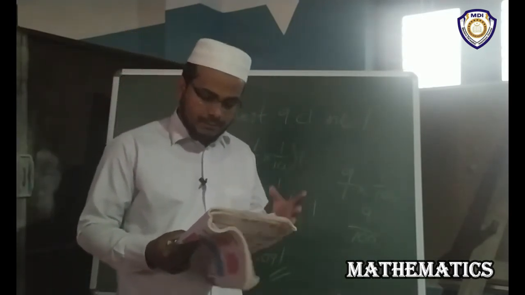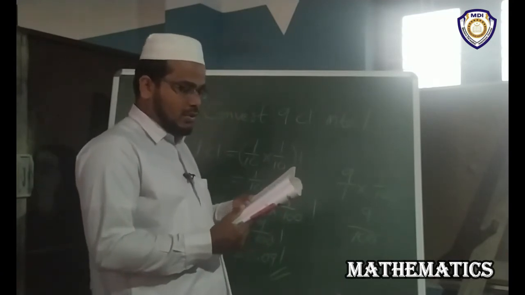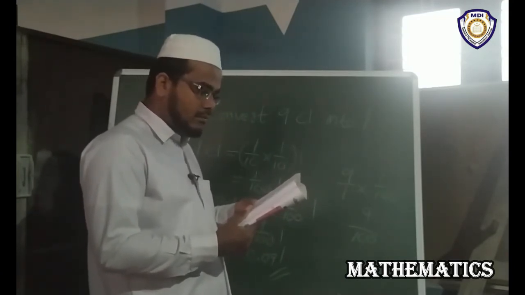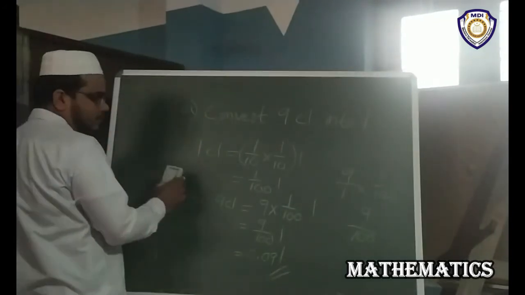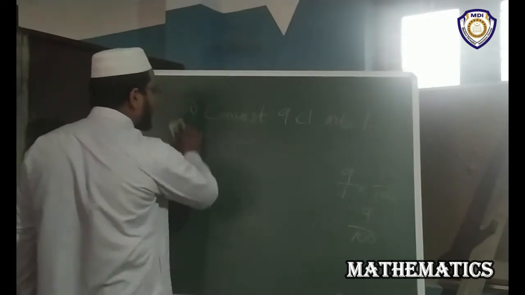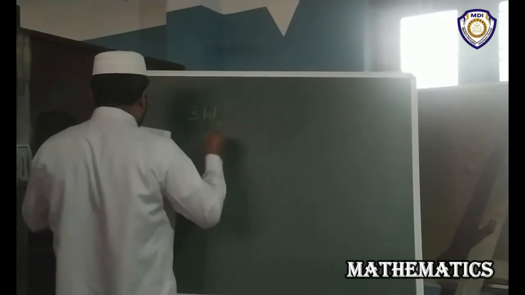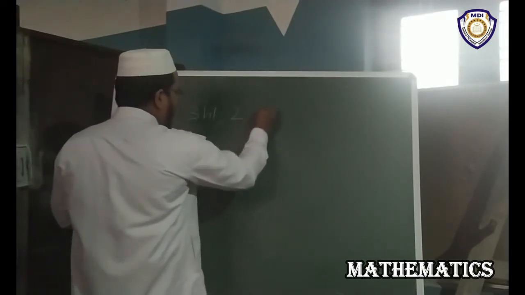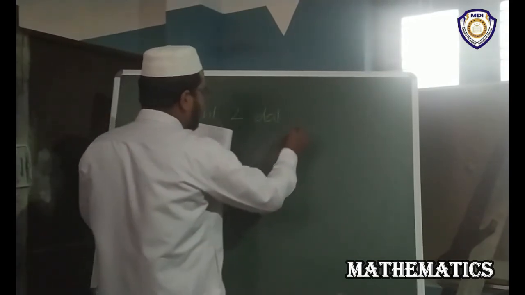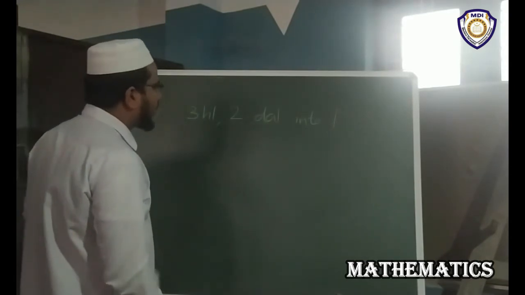Okay, then there are the B question, D question. Let us discuss. First, convert 3 hectoliter 2 decaliter into liter. You have to write down, okay? Question: 3 hectoliter 2 decaliter into liter. You have to convert. Okay? How can you convert?